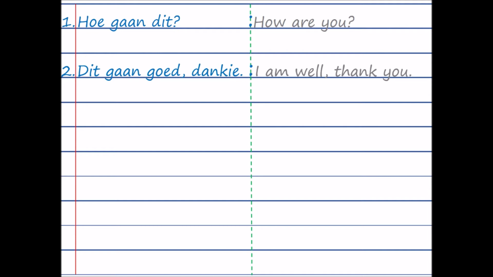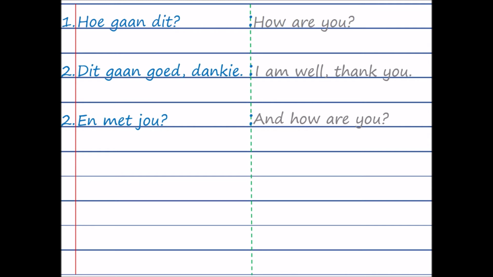Good job. Now it is good manners to ask back to the other person how they are. So after saying, dit gaan goed, dankie, you will add, en met jou. Write this in pen, colon on the fold, and the translation in pencil, which is, and how are you? Quickly pause the video so that you can copy this down.